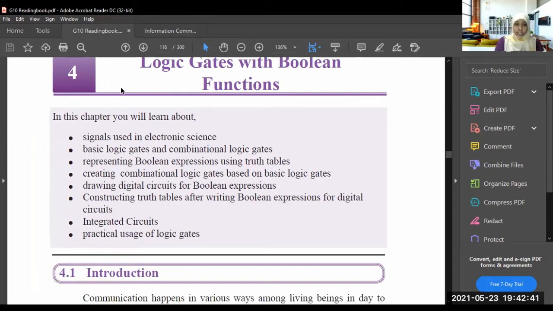So in this chapter, we will learn about signals used in electronic science, basic logic gates and combinational logic gates, representing Boolean expressions using truth tables, creating combinational logic gates based on basic logic gates, drawing digital circuits for Boolean expressions, constructing truth tables after writing Boolean expressions for digital circuits, integrated circuits, and practical usage of logic gates.